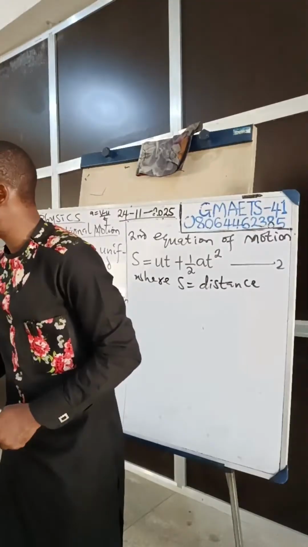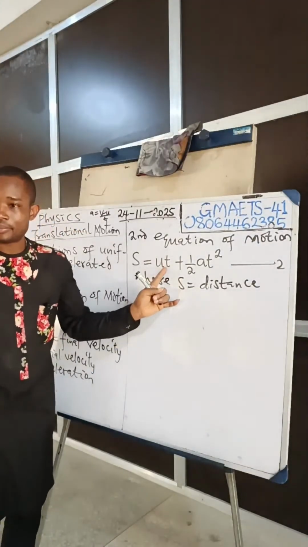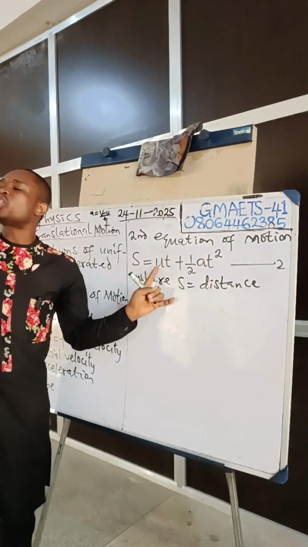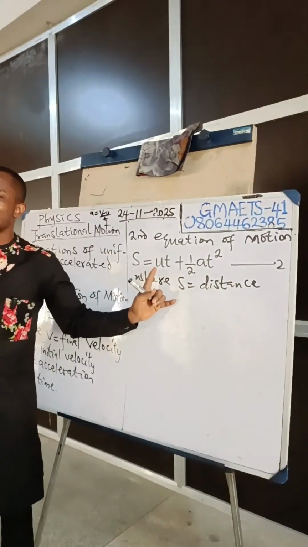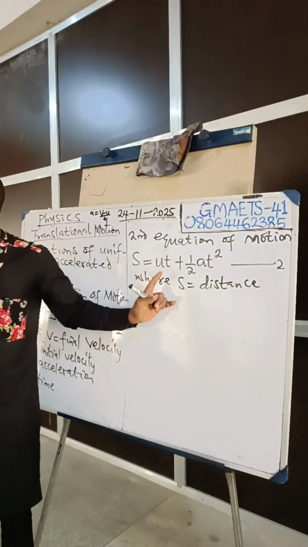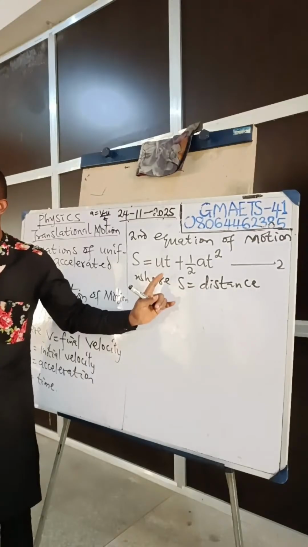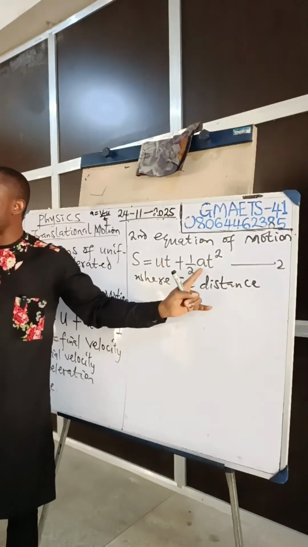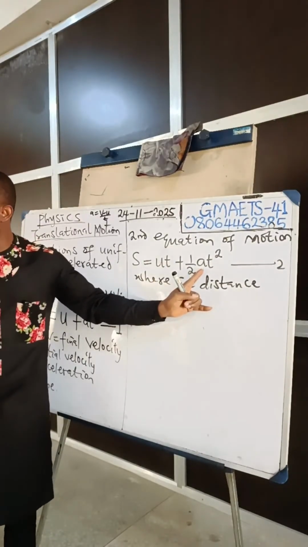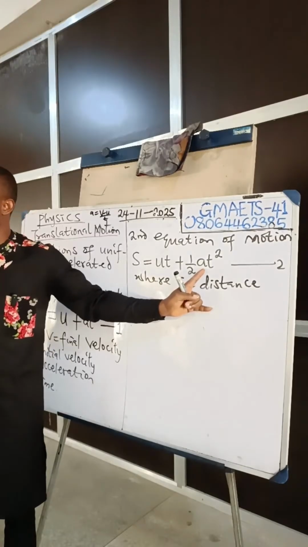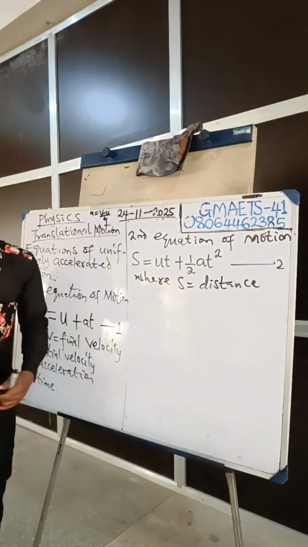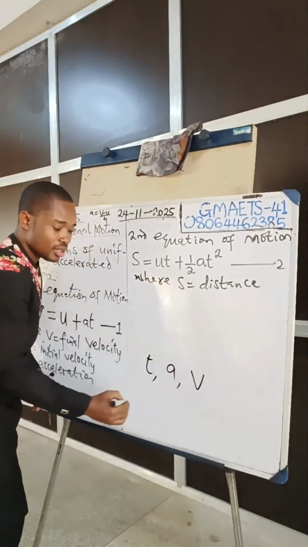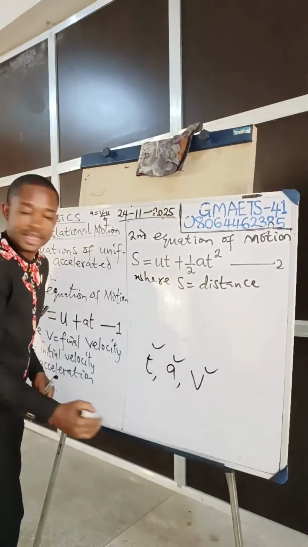Let me assume you have time. You have acceleration, but you don't have initial velocity. And you were not told that the motion started from rest. Are you getting me? You know time, you know acceleration. But they gave you final velocity. They gave you t, they gave you a, they gave you v. They say you should find distance.